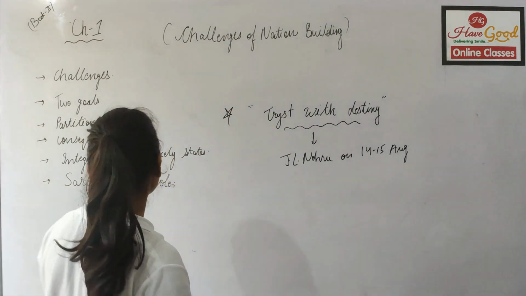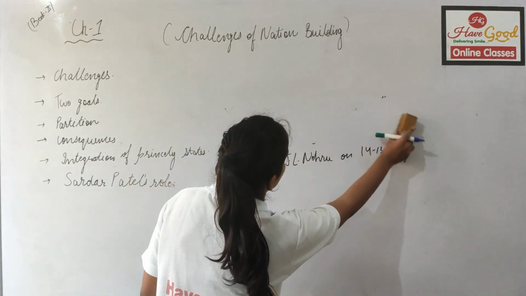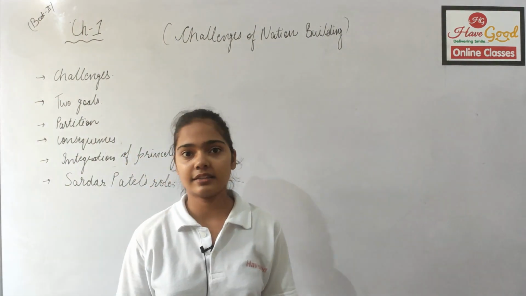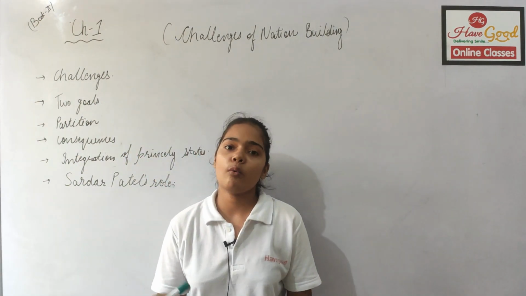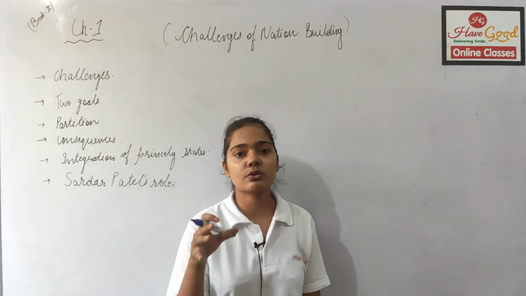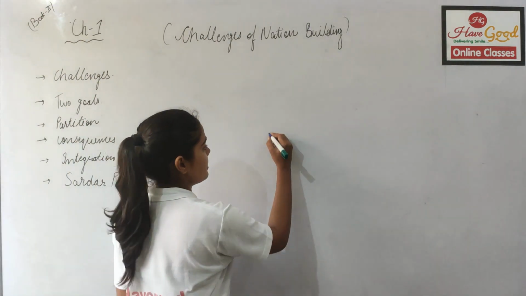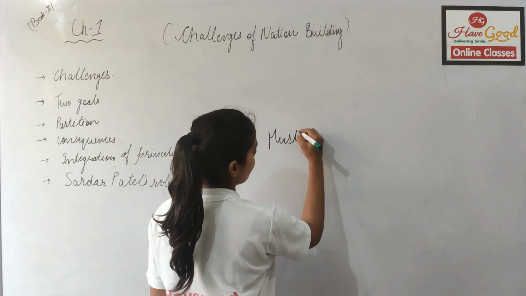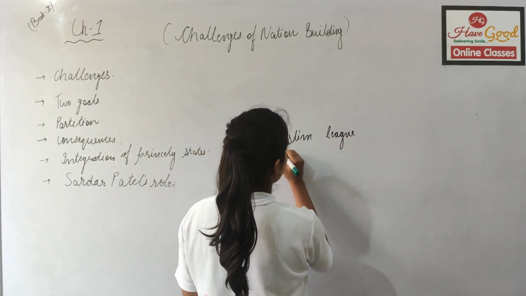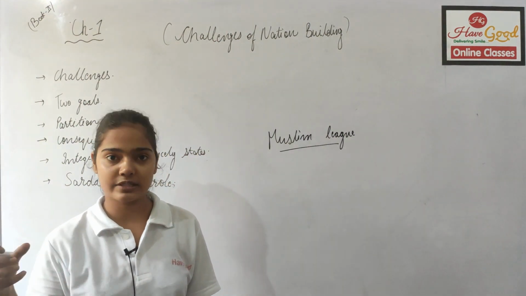Okay, now let's start with the next topic, that is partition. Now we'll study about the unprecedented violence and the trauma of huge displacement, that is partition. India was divided into two parts, India and Pakistan. It was divided because of the Muslim League, a political party. Okay, we'll study about Muslim League. It was a political party in colonial India which protected the interest of minority Muslim people.